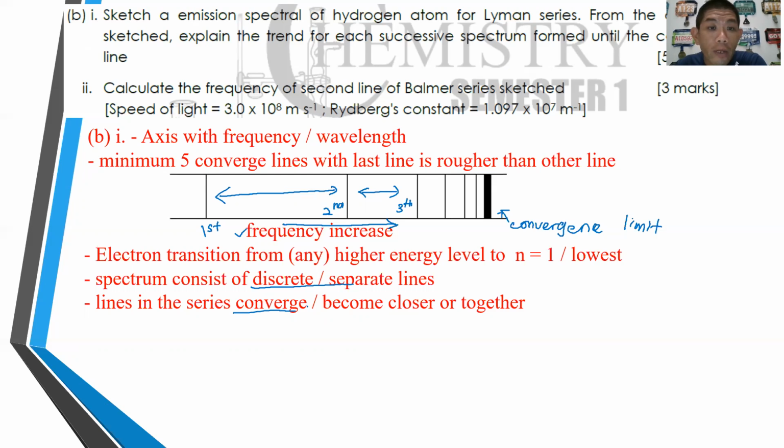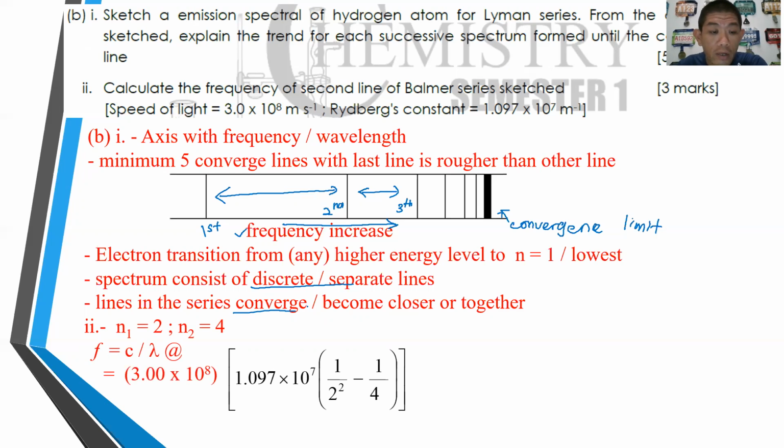And number 2, calculate the frequency of the second line in the Balmer series. So in here you just use n1 equals 2 and n2 equals 4. So f equals c over lambda. So 3 times 10 to the power of 8 multiplied by 1.097 times 10 to the power of 7, times 1 over 2 squared minus 1 over 4 squared.